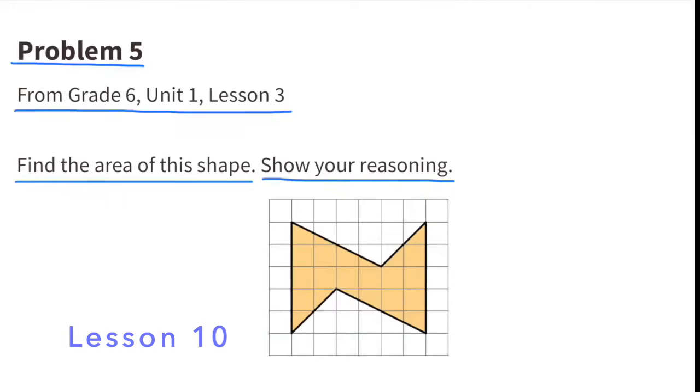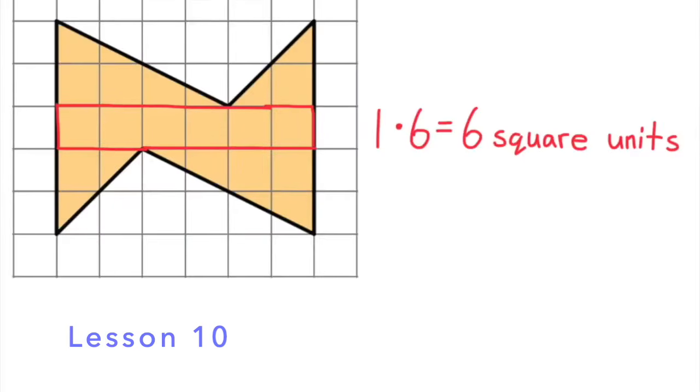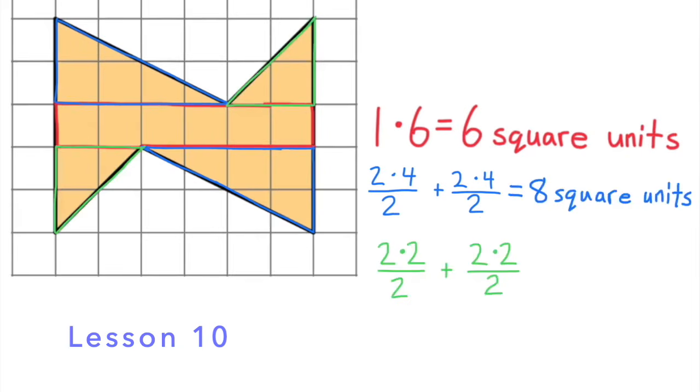Number 5. Find the area of this shape. Show your reasoning. I'm going to decompose this shape, and here you can see a rectangle that measures 1 by 6, and 1 times 6 is 6 square units. Highlighted in blue, you can see 2 triangles with a base of 4 and a height of 2. Together, these 2 triangles have an area of 8 square units.